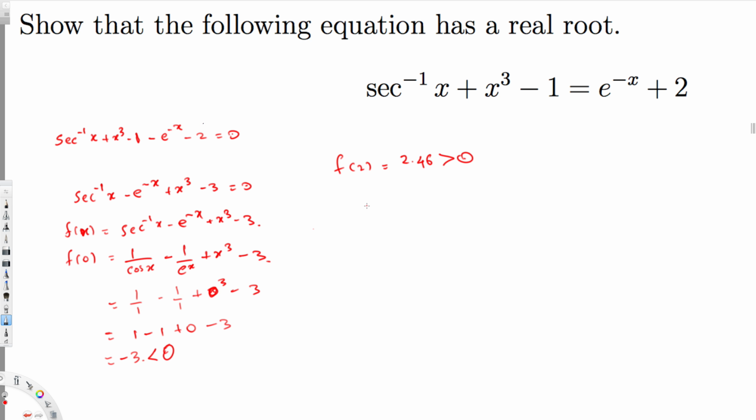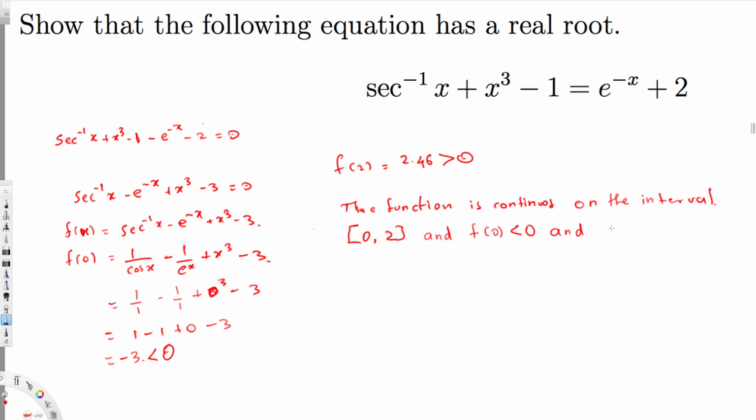Now we can say the function is continuous on the interval 0, 2, and we also know that f of 0 is less than 0, and f of 2 is greater than 0.